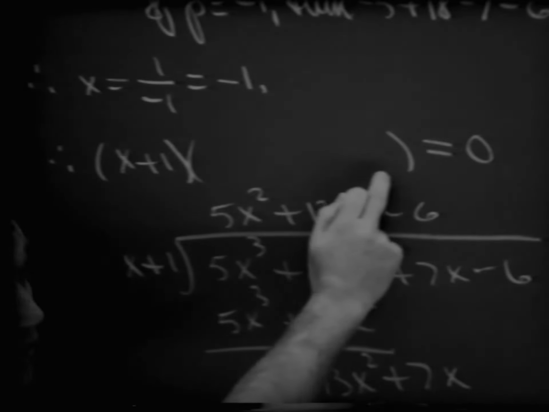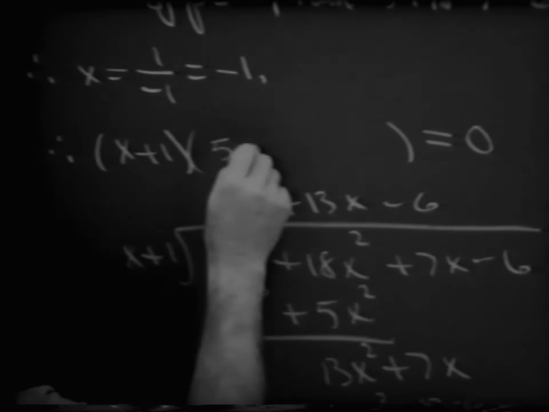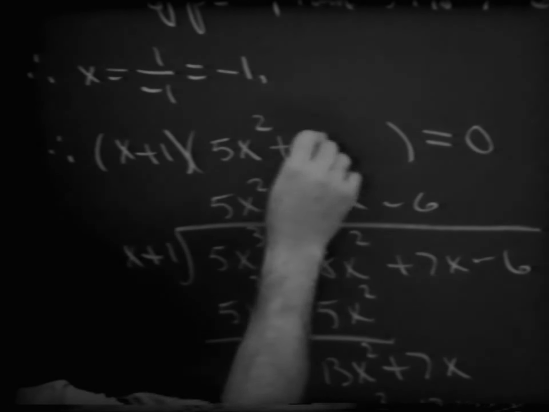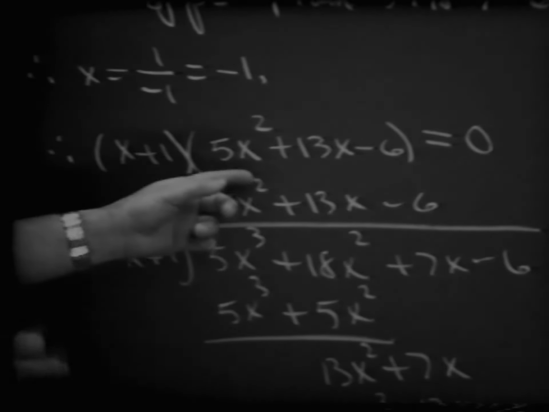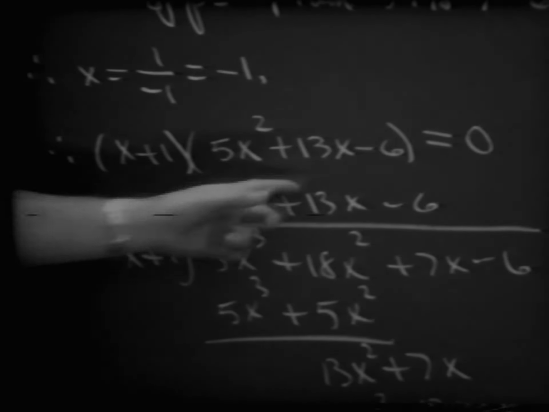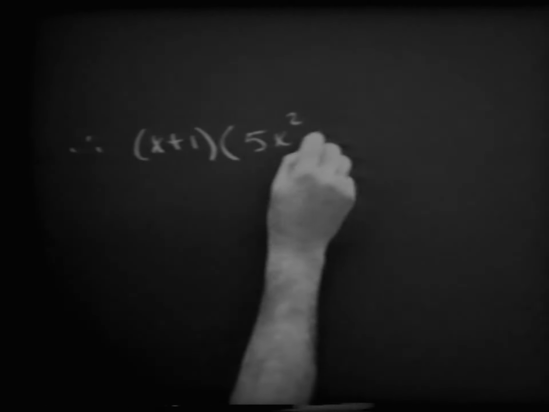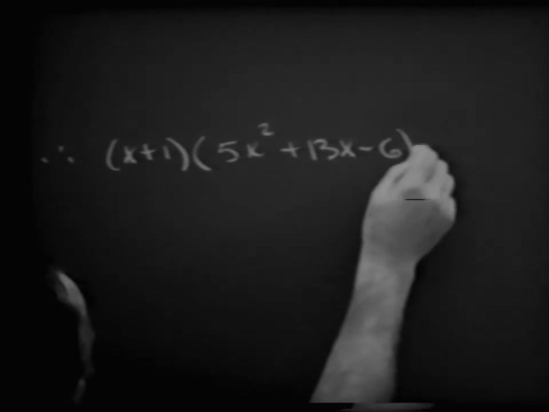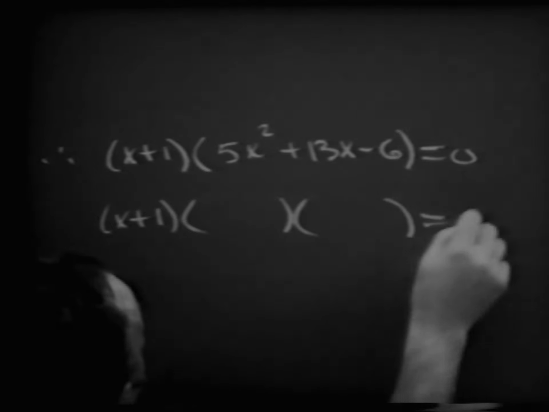Therefore, what is our other factor? Right here, we may write it in, and indeed it's right here, namely what? There's 5x squared plus 13x minus 6. This is a quadratic, and possibly, if there are any other rational roots, we can find them by factoring this quadratic. Let me repeat this line over here. Therefore, we have x plus 1 times, and there we had a 5x squared plus 13x minus 6 is equal to 0. And now let's look at that and see if in fact we cannot factor it.